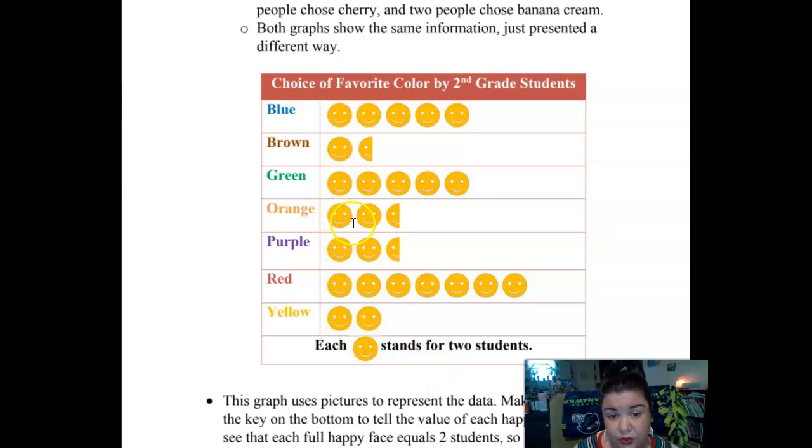What about orange? 2, 4. Oh, look, they halved it. What did we say half 2 was? 1. So 2, 4, 5 people liked orange. What about purple? 2, 4 and a half. So 5 people liked purple. Yellow, 2, 4 people liked yellow. And then the red, 2, 4, 6, 8, 10, 12, 14 people liked red. So that was the one that with these kids they surveyed liked the best. Yeah, so you can survey the people at your home and see what the people in your family thought, what they liked the best.